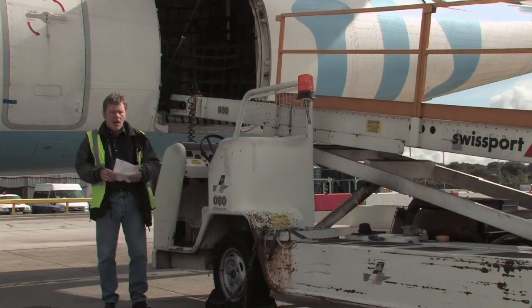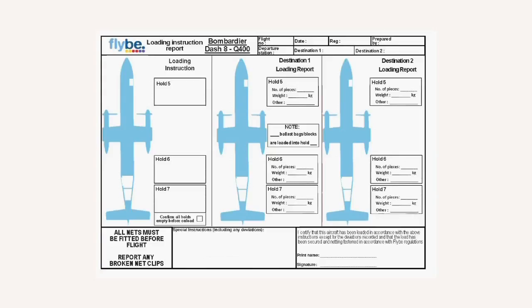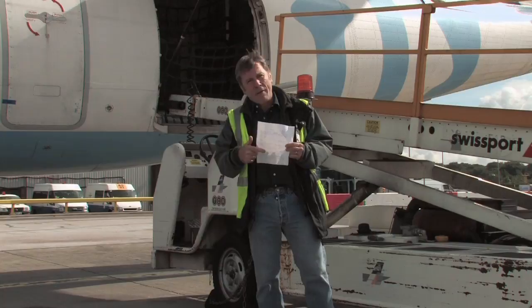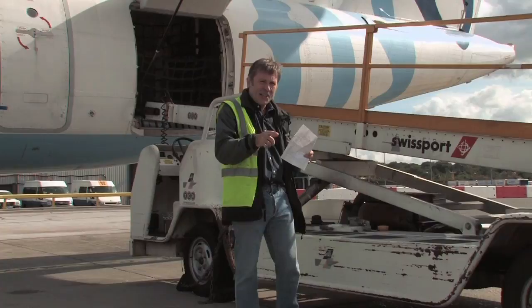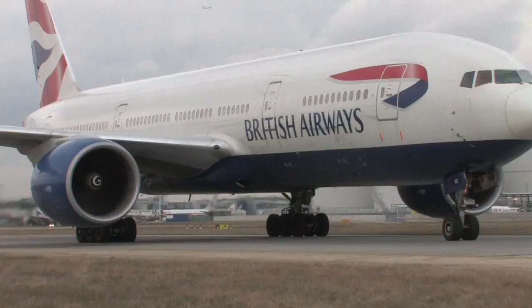Whoever's responsible for the load control function will also provide one of these, a loading instruction report. And it's important that if you sign the certification block on this, you make sure that the aircraft is loaded in accordance with the instructions. And if there's any deviations, you record them on here. Now then, in addition to that, double check that if it says airplane's empty, that the holds are in fact empty.